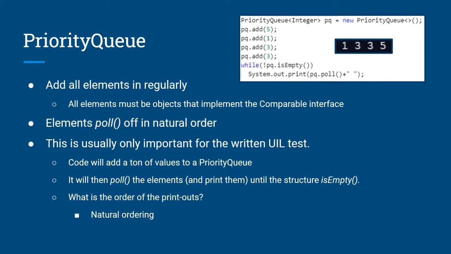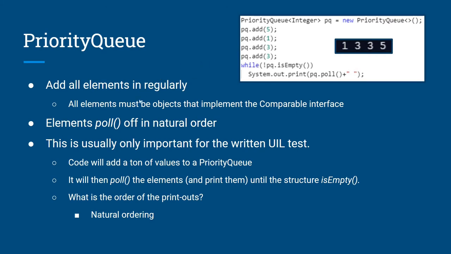There's also a priority queue data structure. Now, it's very unlikely that you'll actually be using this in the hands-on portion of the UIL test. You're very likely not going to be coding this, but you might see this on a written UIL test. So we'll just go over this real quick. Let's go over the functionality. It's almost like an array list, like the functionality of adding. You just add all the elements in regularly. You just use regular dot add, and you put the actual element in the parentheses as an argument.